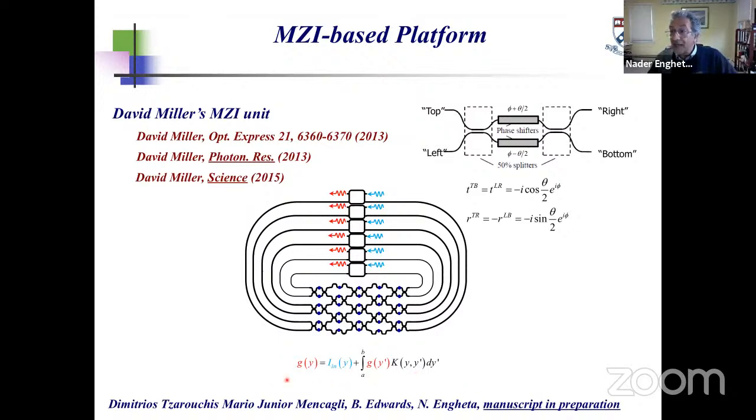And so there are advantages and constraints between this approach and the other approach that I presented to you. The advantage of this approach is that when you want to change the kernel, you can come over here and just change these phases. This is relatively easier than changing the material, obviously. But the advantage of the other technique that I showed you is a much smaller footprint with respect to the wavelength. Here, these Mach-Zehnder interferometers are rather long with respect to the wavelength. I'm talking about in the visible domain and in the near IR domain.